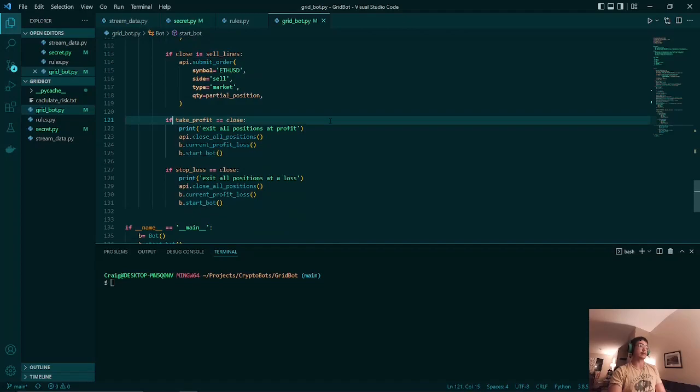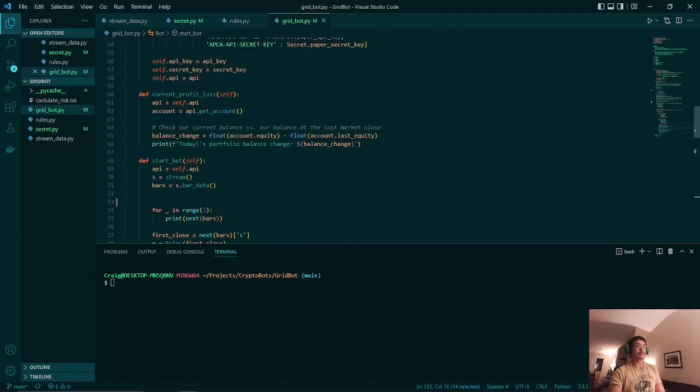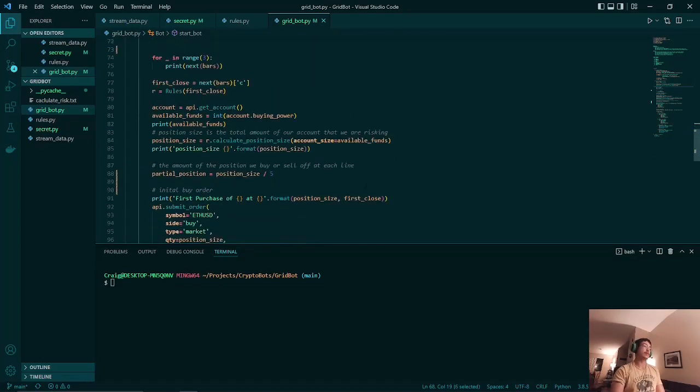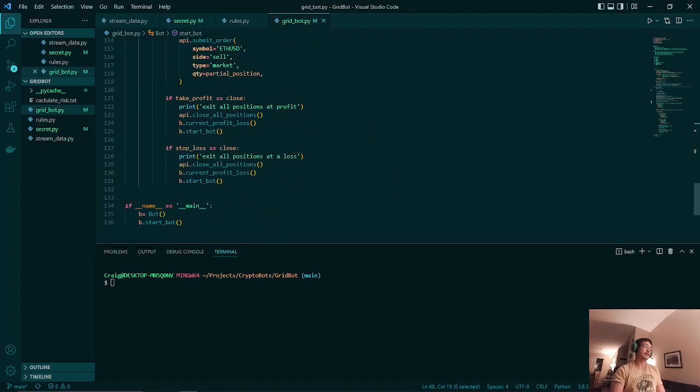Likewise, if the closing price hits our take profit, we will close all our positions, and then we'll display the current profit or loss, and then we'll start the bot over at the beginning. The same exact thing will happen if we hit the stop loss as well. As you can see, the code is actually pretty identical, except for the user message. So I might actually consider combining these into the same if statement in the future.